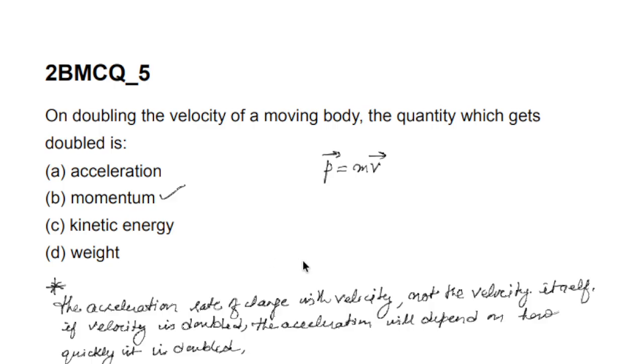Weight is also a different thing here. Weight has nothing to do with doubling the velocity. If a car is moving with a higher speed, it doesn't mean its weight will change, right? So momentum is the only quantity here which will be doubled, or have a similar effect as velocity.